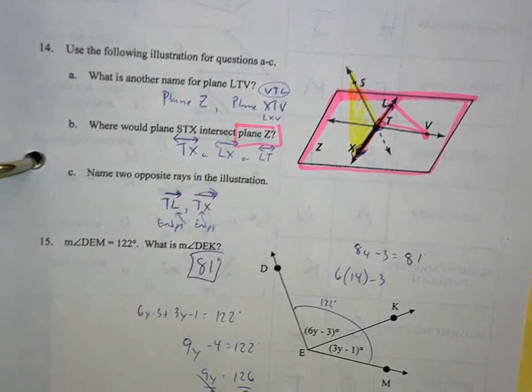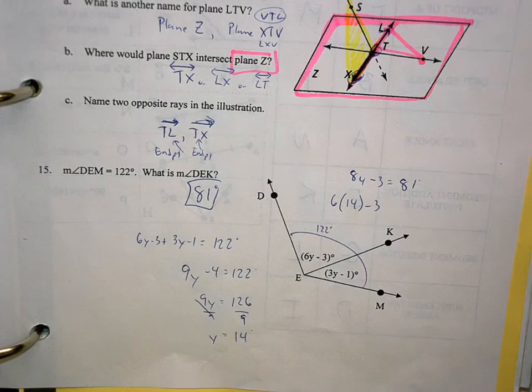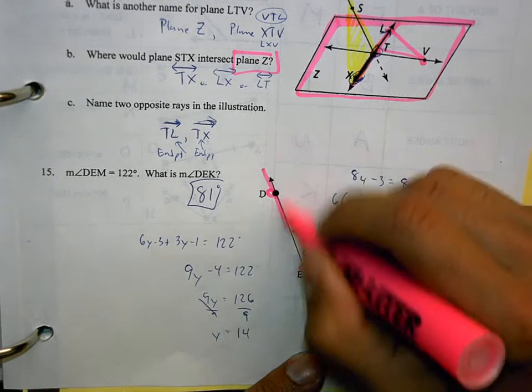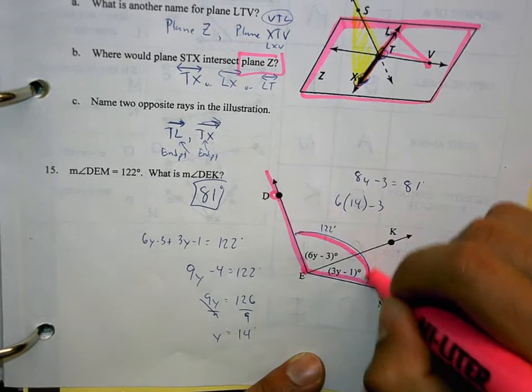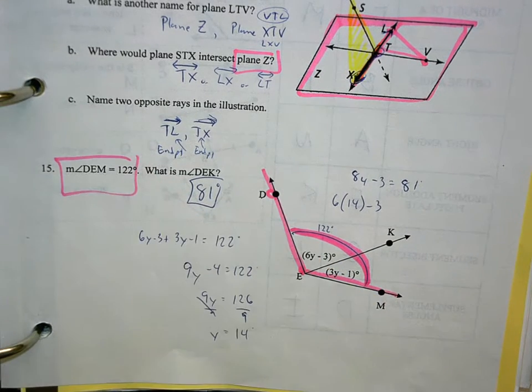15. They tell you DEM is 122 degrees. D, then E, then M. That means this whole angle is 122. Let me just highlight that real quick. That's the first thing I know.